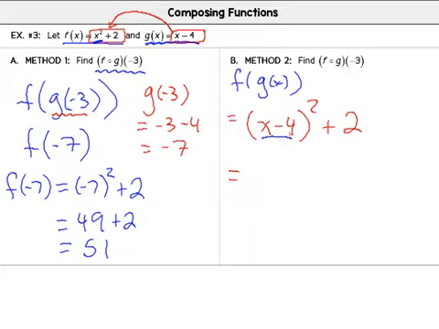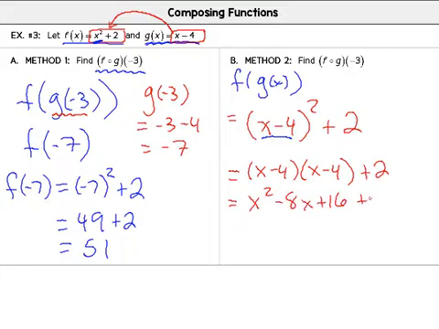I'm going to do x minus 4 squared, which of course is x minus 4 times x minus 4. And we get x squared minus 8x plus 16 to give us this new function, x squared minus 8x plus 18.